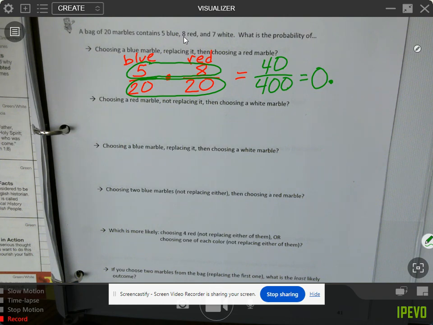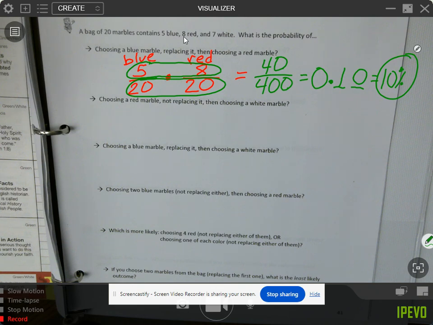Lauren, 0.1. Remembering, we want to turn this into a percentage. Is that 1%? Why would it be 10%, Marina? Because when we do percentages, what's our magic number? Yeah, we have to go out to our hundredths place. So we have to fill that 0 in. So our final answer is 10%. So what is the probability of choosing a blue marble, replacing it, then choosing a red marble? 10% probability.